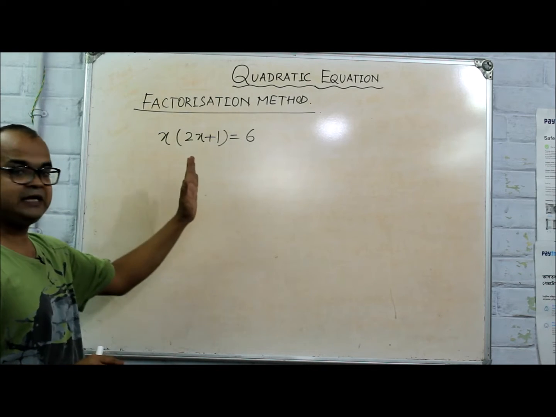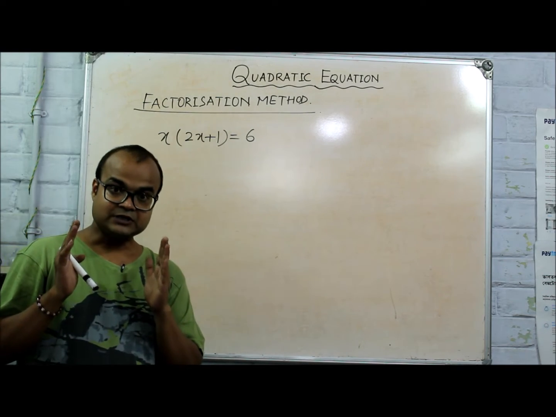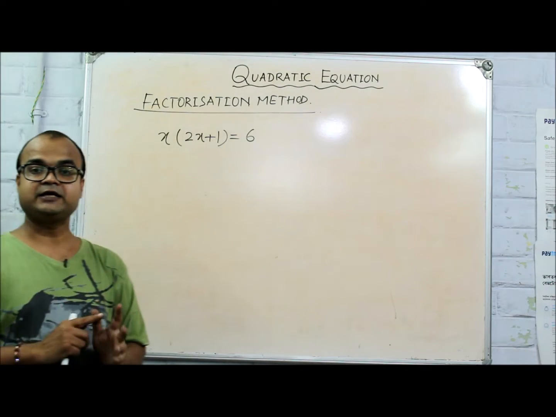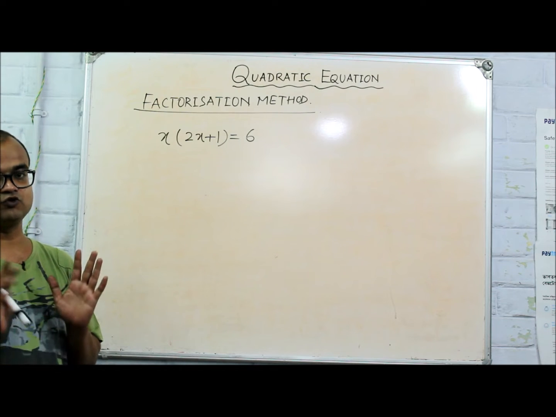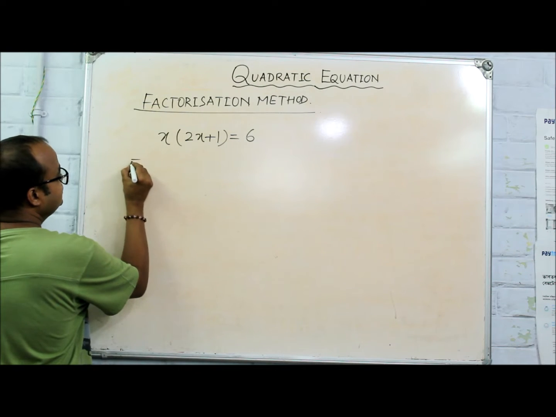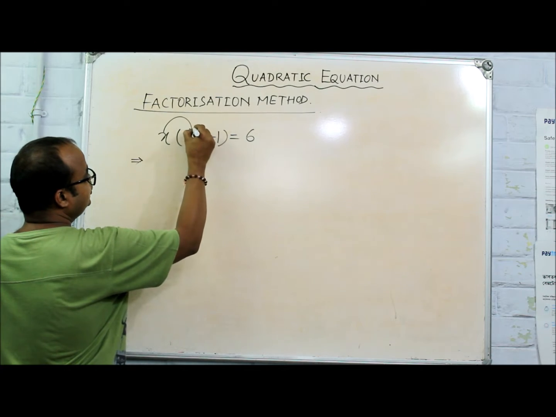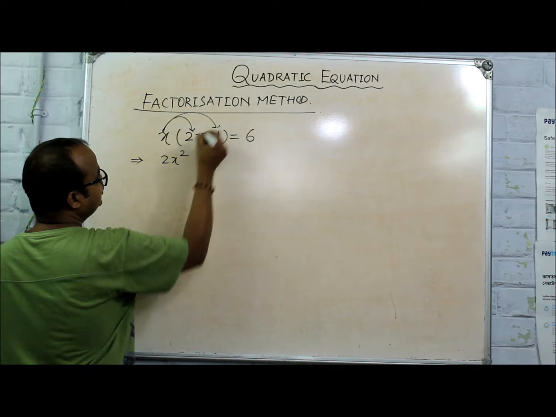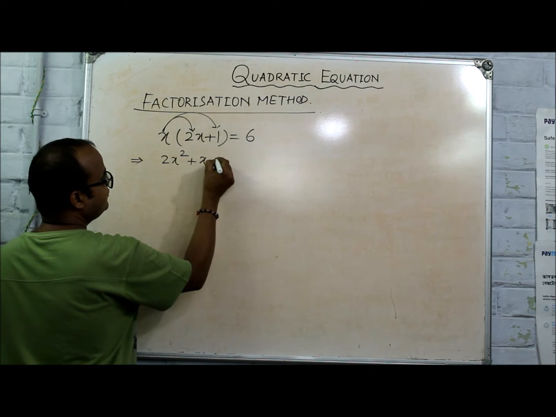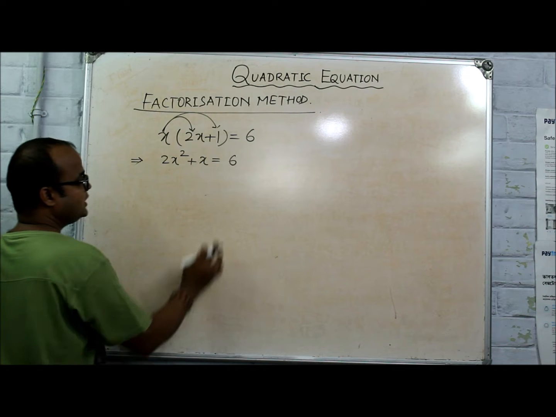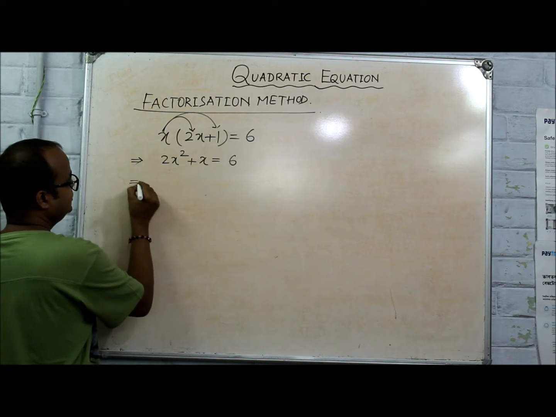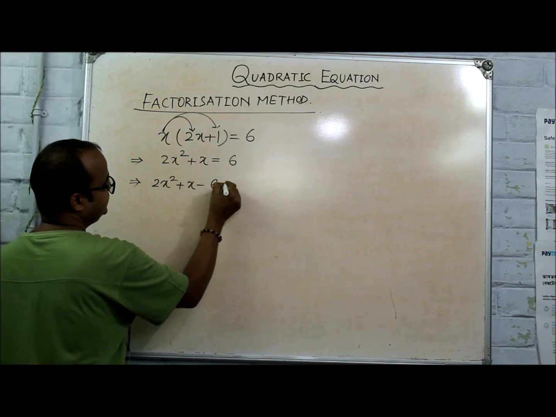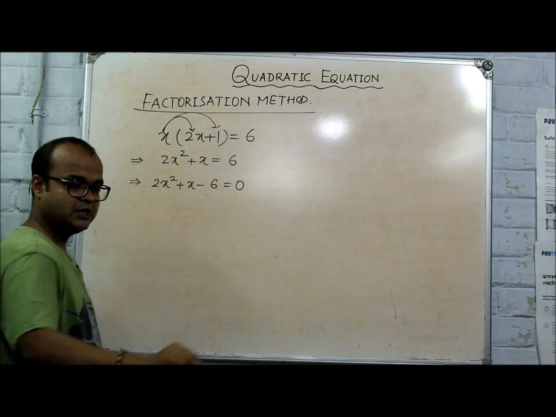First we multiply and write the equation in standard form. And what is the standard form? ax square plus bx plus c is equal to 0. So first, x into 2x is equal to 2x square, x into 1 is x, is equal to 6. Now we will take 6 to this side. So 2x square plus x minus 6 is equal to 0.